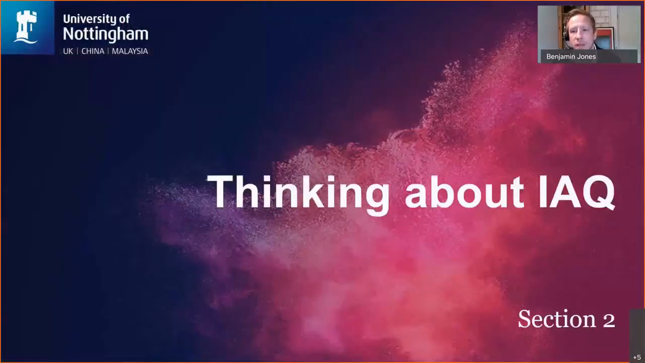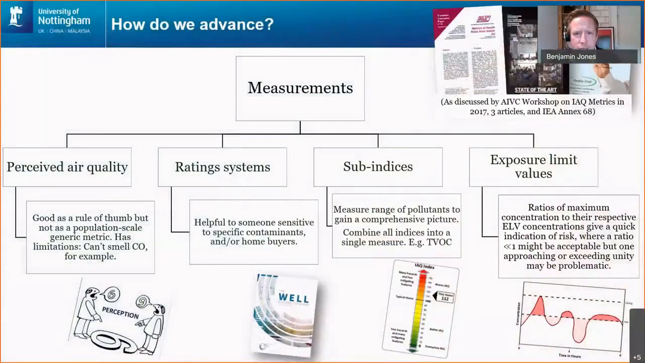So given that we know that there are pollutants in the indoor air and that some of them can be harmful to us, how do we go about thinking about indoor air quality? Well, the AIVC ran a workshop in 2017 in Brussels, and we started to look at a few different mechanisms for considering indoor air quality. The first was perceived air quality, which has major limitations. So it's maybe good as a rule of thumb. We know that if you go into a room and it smells bad, then it's almost certain that it's underventilated. But you can't, for example, smell some pollutants such as carbon monoxide. So how do you deal with that?